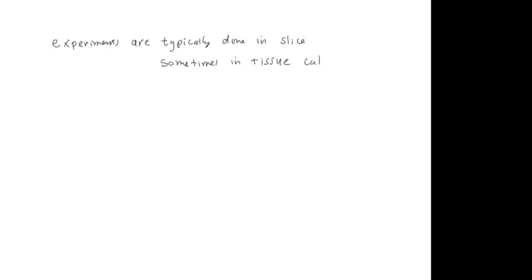It's typically done in slice. So slice basically means you kill an animal and slice its brain up into small pieces, put it in some fluid that looks like the fluid in the brain and do experiments on it. Typically done in slice, sometimes in tissue culture. In fact, I'll talk about some very famous experiments in tissue culture. Tissue culture is basically you just take some neurons from a brain and regrow them. And tissue culture is nice because the neurons are really easy to get to. And the way the experiments are done is you find two neurons, you look in a microscope, and you stick a pipette into two neurons that are connected.